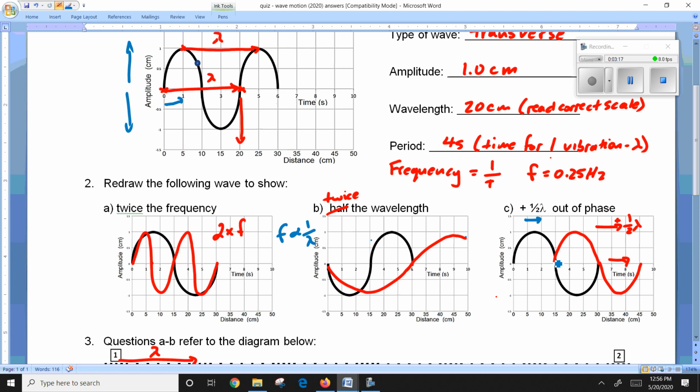So all we do is we draw the wave a half a wavelength shifted over. Nothing fancy. And that's it. That's all you have to do for phase.